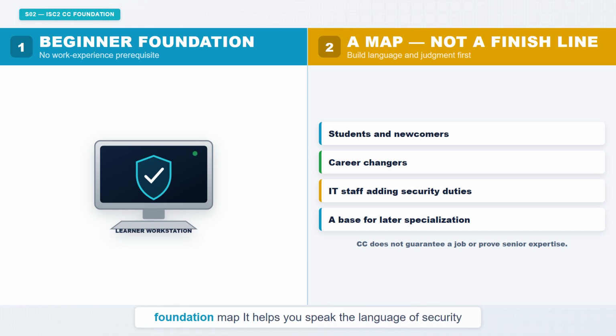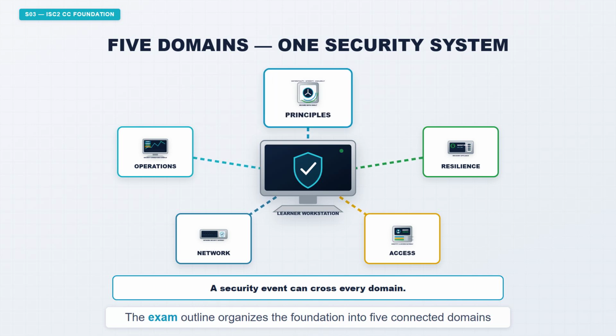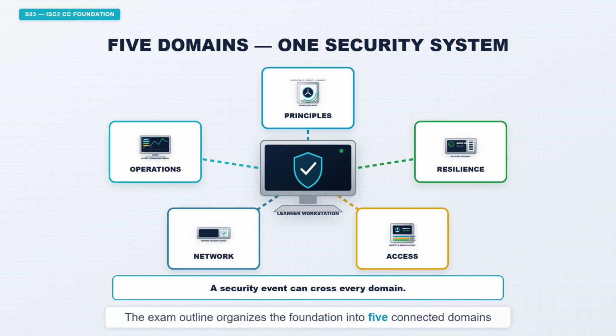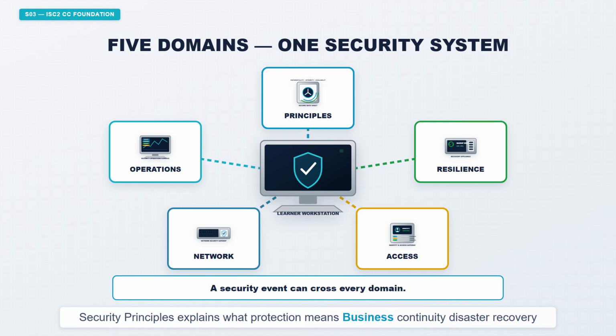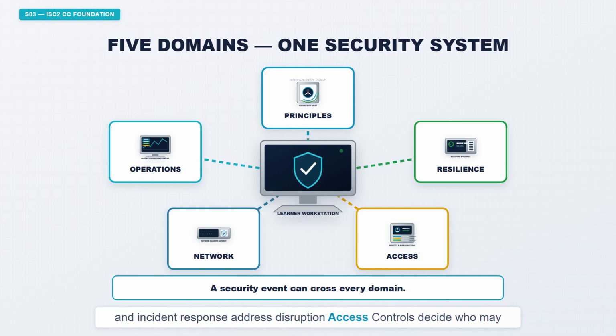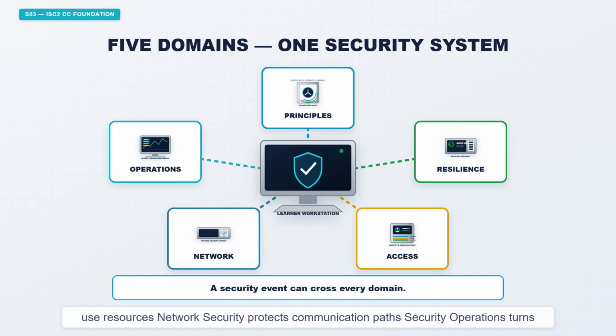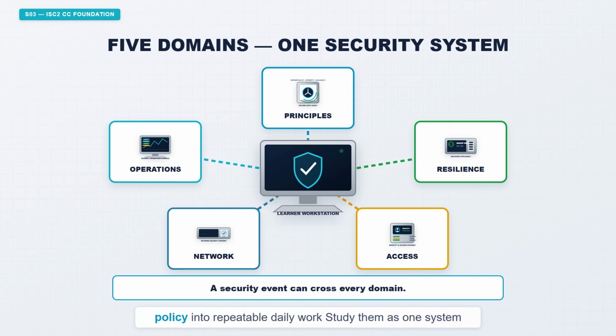Think of CC as a foundation map. It helps you speak the language of security before you specialize in operations, governance, cloud, penetration testing, or industrial cybersecurity. The exam outline organizes the foundation into 5 connected domains. Security principles explains what protection means. Business continuity, disaster recovery, and incident response address disruption. Access controls decide who may use resources. Network security protects communication paths. Security operations turns policy into repeatable daily work. Study them as one system, not 5 isolated chapters.